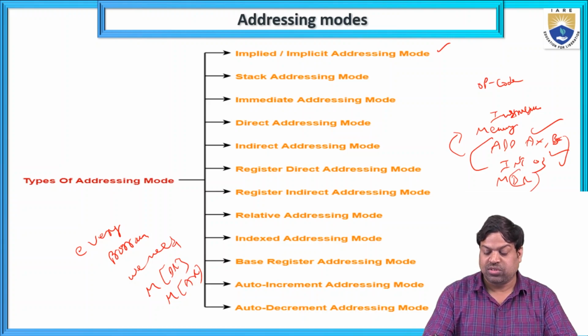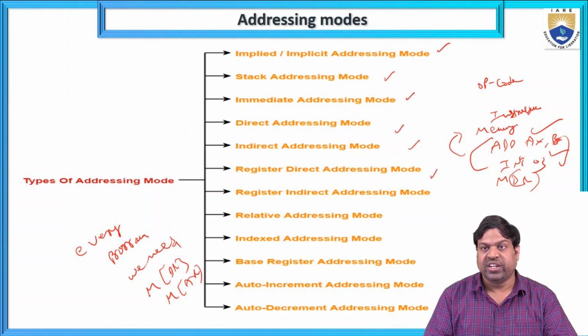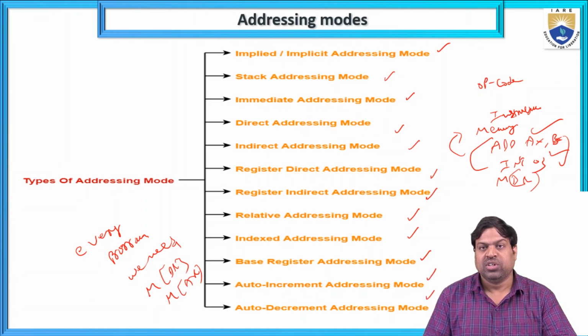Stack addressing mode, immediate addressing mode, direct addressing mode, indirect addressing mode, register direct addressing mode, register indirect addressing mode, relative addressing mode, indexed addressing mode, base register addressing mode, auto increment addressing mode, auto decrement addressing mode. These are the addressing modes. For each one, how can we define the instruction? How can we define the address for each instruction?